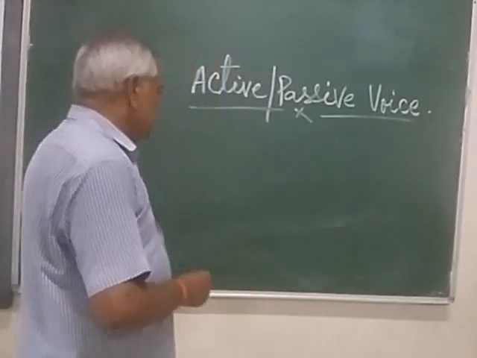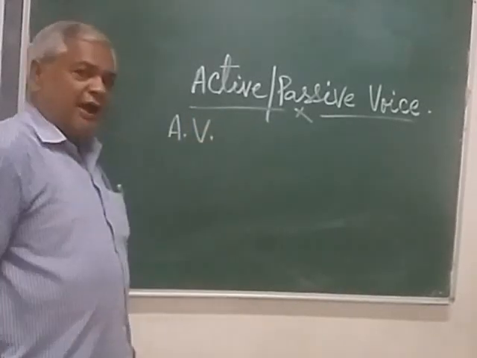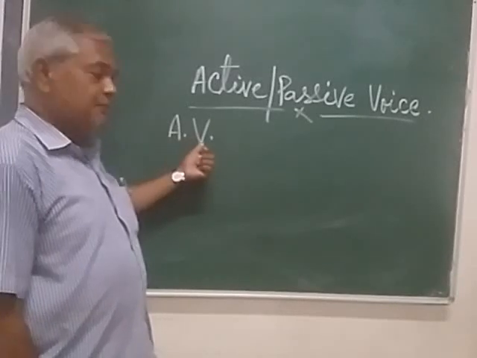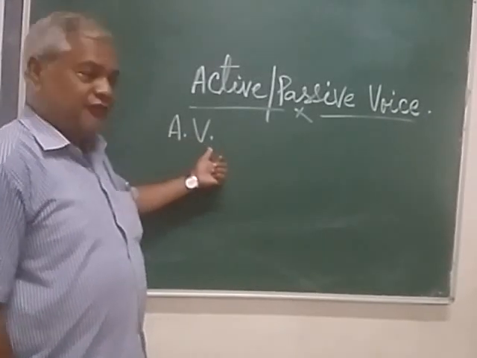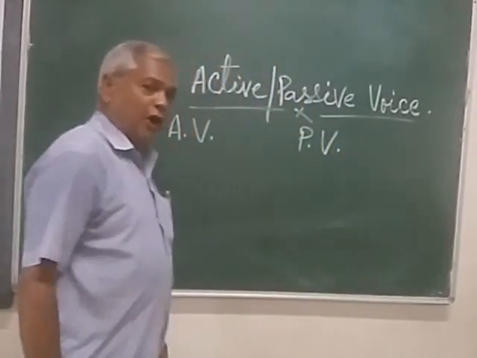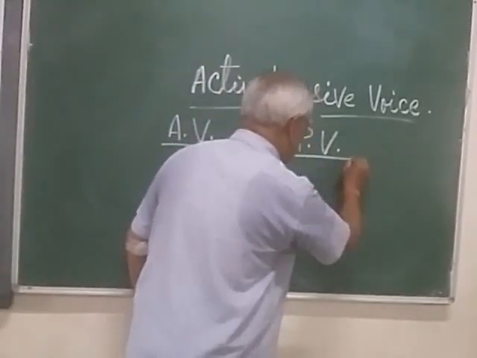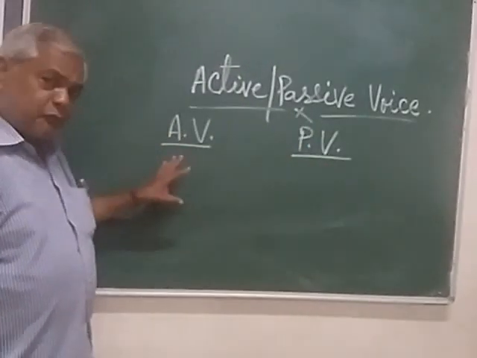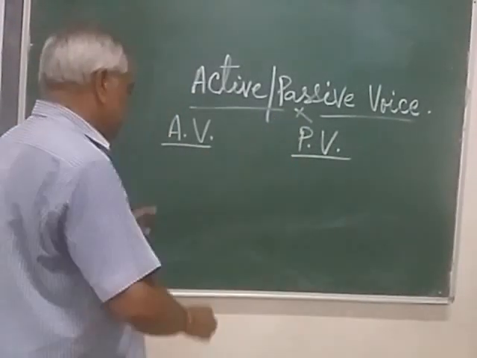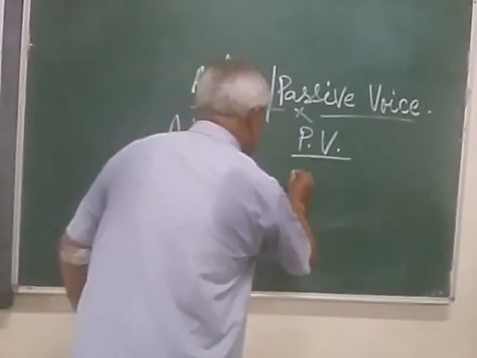Suppose it is given in active voice. I have written it in short form, AV, A for active, V for voice, active voice, and on the right side, passive voice. In active voice and passive voice, certain pronouns change in passive voice. If it is I, it will change into me.